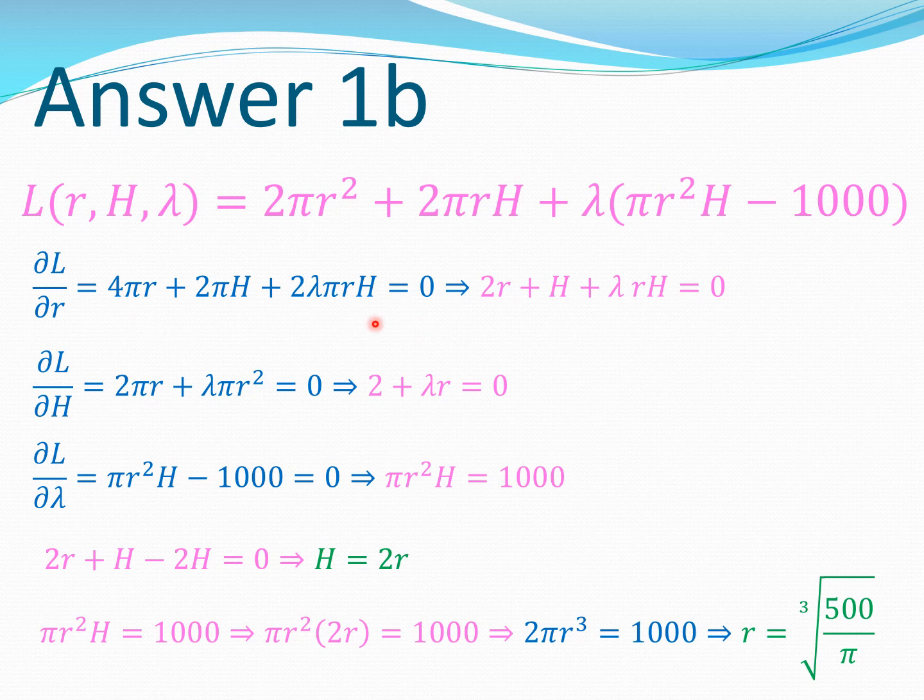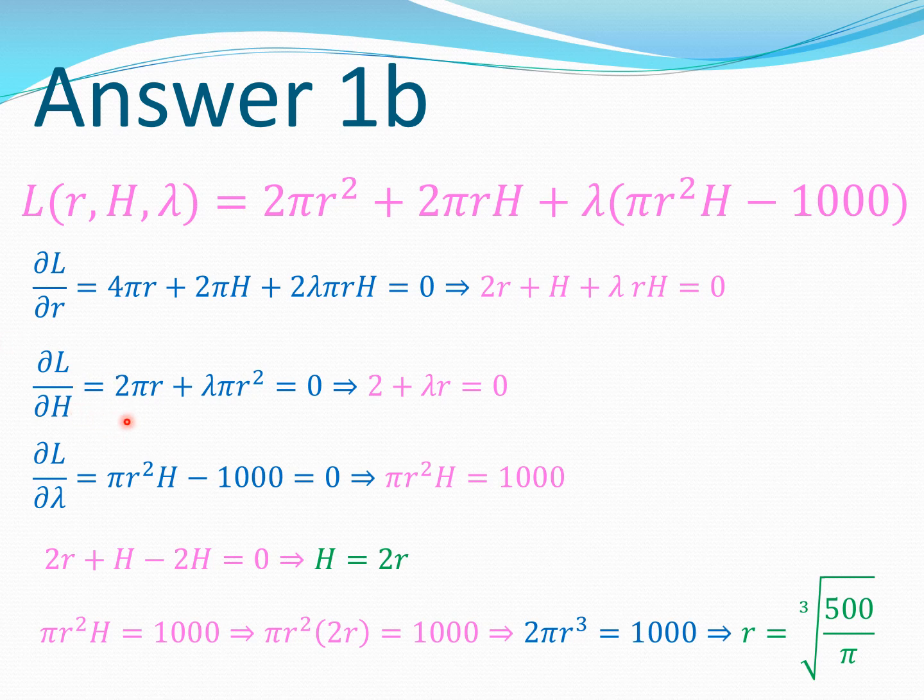I can cancel out the terms involving 2 and pi, and so I get 2r plus h plus lambda RH equal to 0. This is one equation I have obtained in pink here. Now the next derivative I need to get is dL by dh. Sometimes people also call this dou L by dou h. You can call it in any form you want. I'm just going to call it dL by dh, where you know that it's a partial.